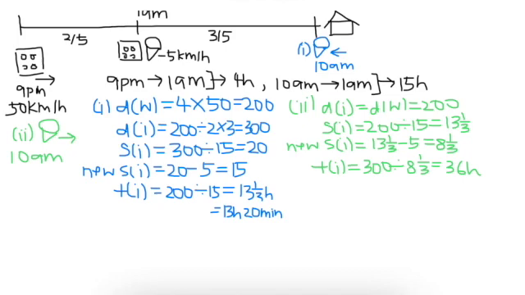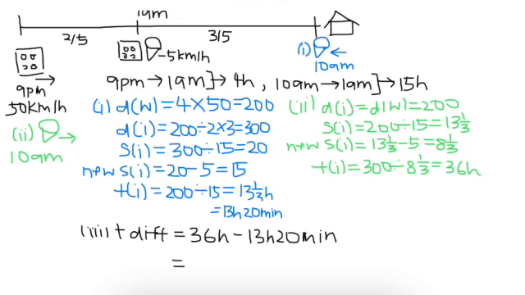Then part 3. Part 3 asks, what's the time difference between part 1 and part 2? So for part 3, the time difference will be 36 hours minus 13 hours and 20 minutes, and this gives us 22 hours and 40 minutes. So for the same question, once we change the direction of one of the routes, we realize that there's a time difference.